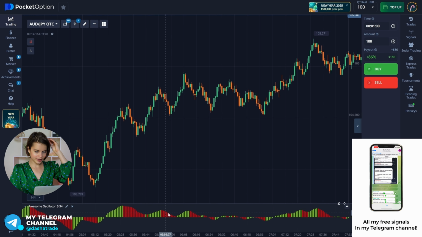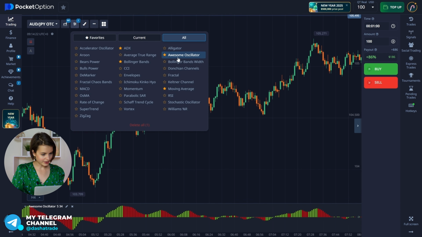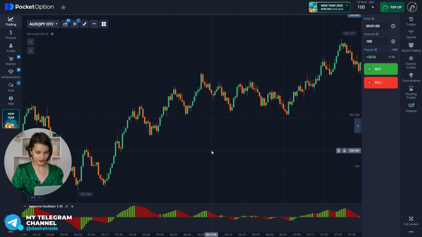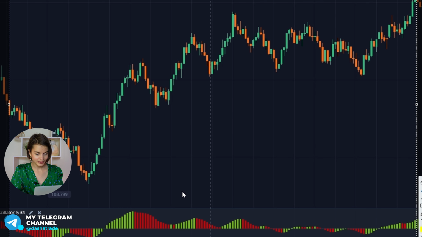Okay, to start with, you need to add the Awesome Oscillator on the chart. We open the left upper corner and add the Awesome Oscillator indicator. Now let's figure out how we can trade with this indicator and what the strategy is, in fact.